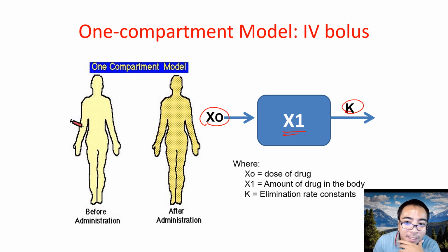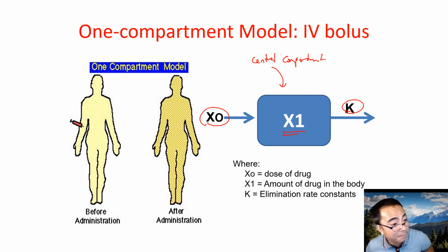So class, here, ang involved lang is the central compartment, meaning the organs with similar blood flow, high perfusion. Kaya siya kasi tinawag na one compartment because we're only talking about one compartment here. The central compartment only. Okay, does that make sense?